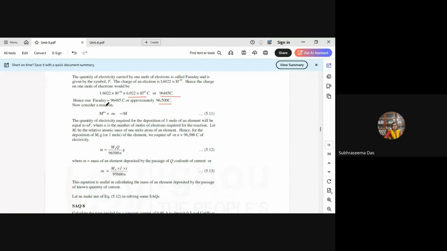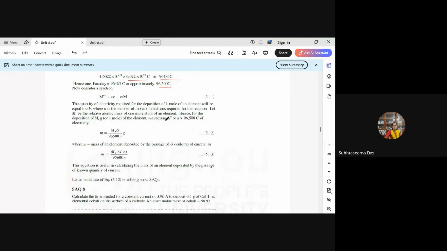So first is the Mn+, that is the ionic form of the metal. M^n+ takes up n electrons to form the metal M. So the quantity of electricity that is required for the deposition of 1 mole of an element will be equal to nF. Here this n represents the number of moles of electrons required for the reaction. Now suppose the molar mass, that is Mr, is given.